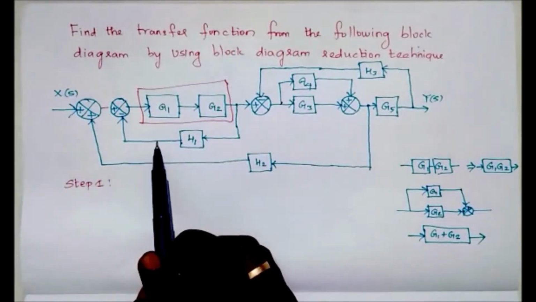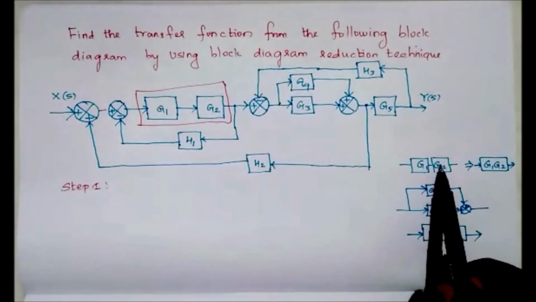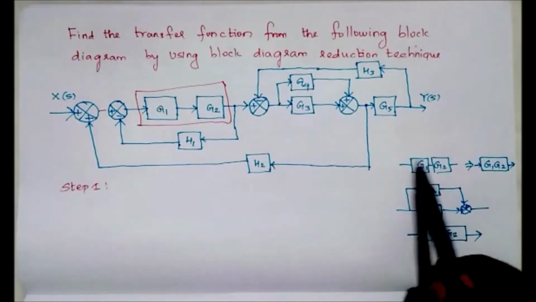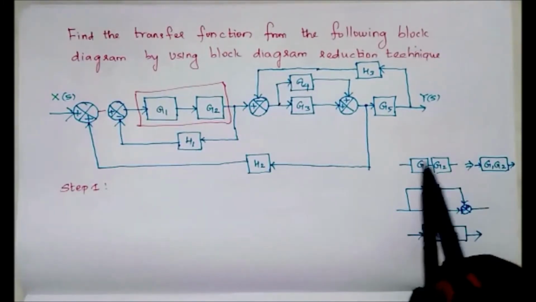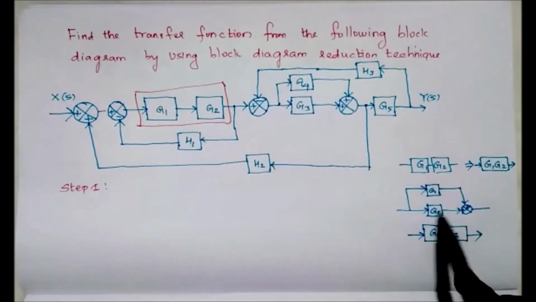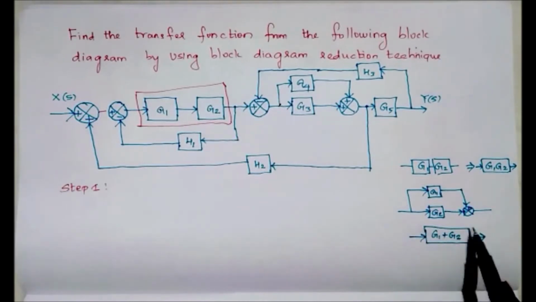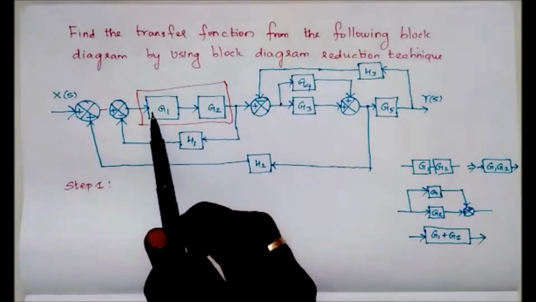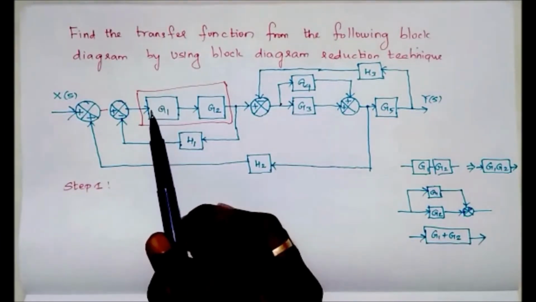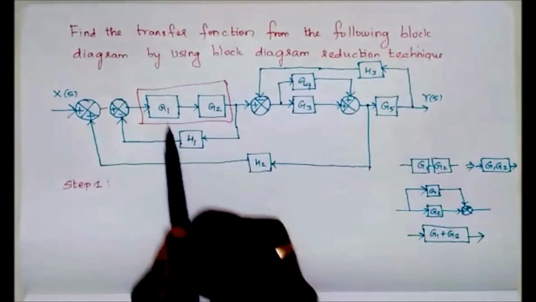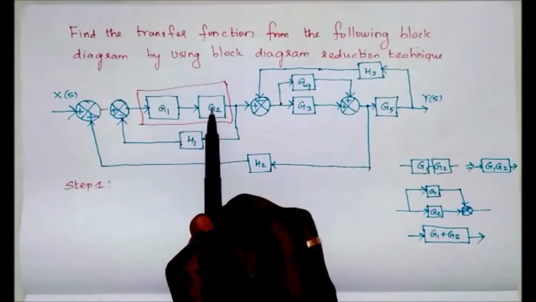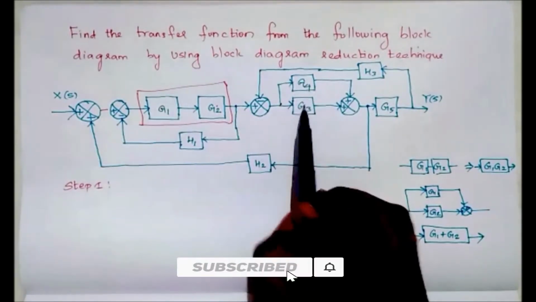We know the set of rules. Suppose two blocks are in series, we can convert them into one block by multiplying their gains. If two blocks are parallel, we can add both the gains and bring the total gain into one block. So now we have to check whether any two blocks are series or parallel in this given problem. So here these two are series blocks, these two are parallel blocks.